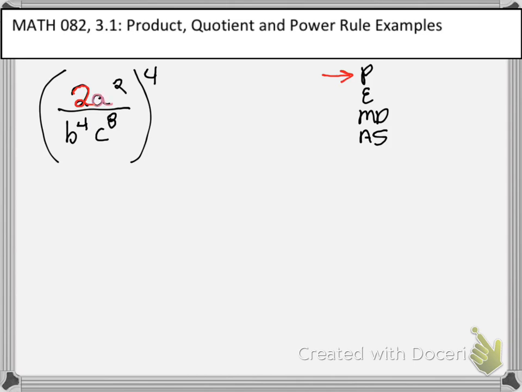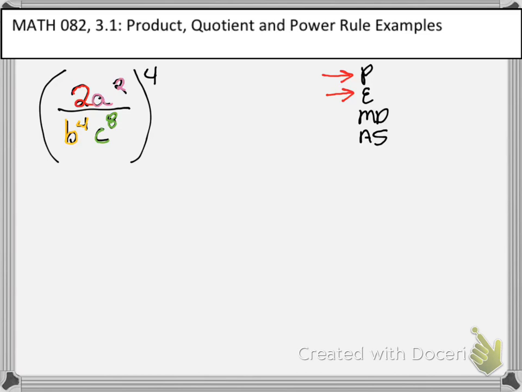I have an a squared, but I don't see any other a's inside my parentheses. I have a b to the fourth, but I don't see any other b's inside there. And likewise, I don't see any other c's. So I colored these all different colors because none of them are like terms. That means we have to move on to our second step, which is our exponents.